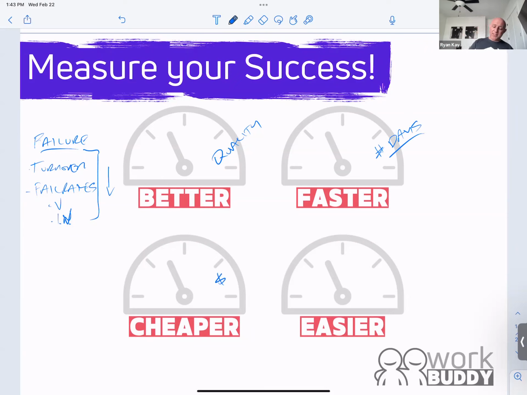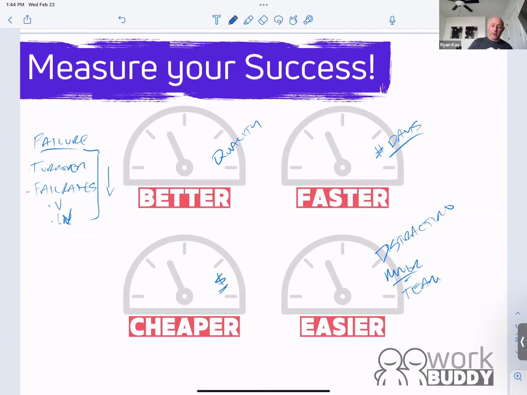Cheaper. This has to do with how much it costs us to train them. It could be manager time, it could be coworker time, whatever. And the last one is easier. This really does have to do with the manager. Was it easier on the manager and the team for this person to get up to speed? Was it less distracting? Right? And so that's the way we measure success.